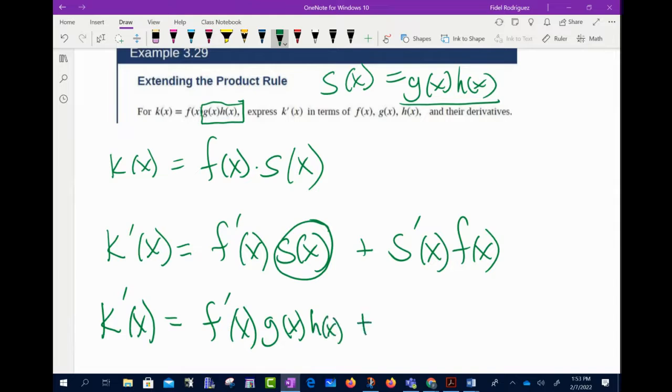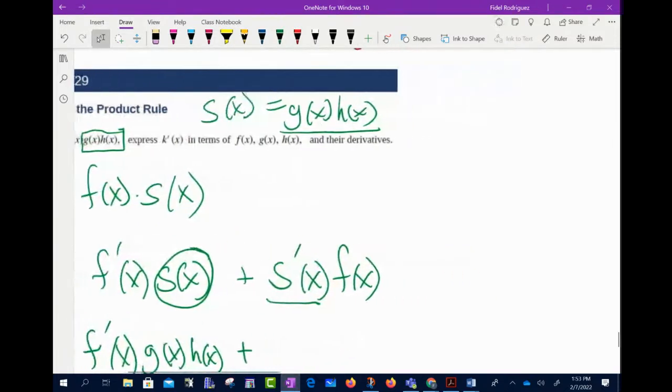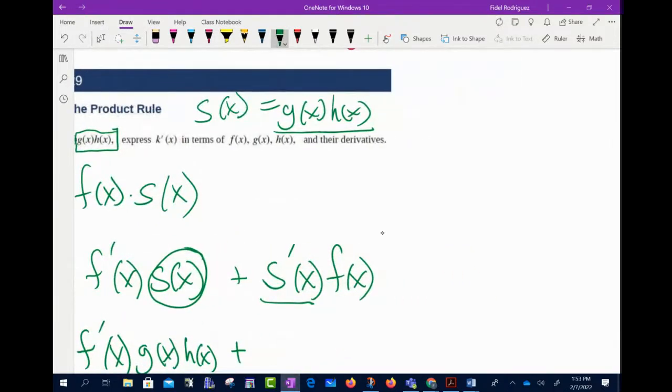Now, I'm going to ask you another question. I need to find the derivative of s of x. So if my second function is g of x and h of x, and we're going to find the derivative of this, don't we take the derivative of the first one times the second one plus the derivative of the second one times the first one? You see what I'm doing here?